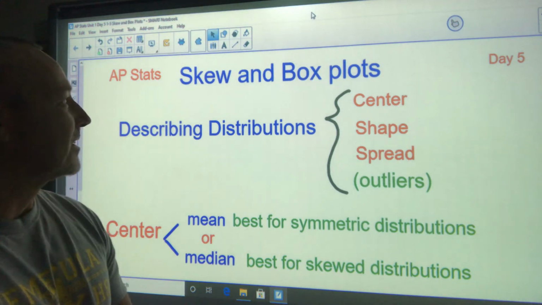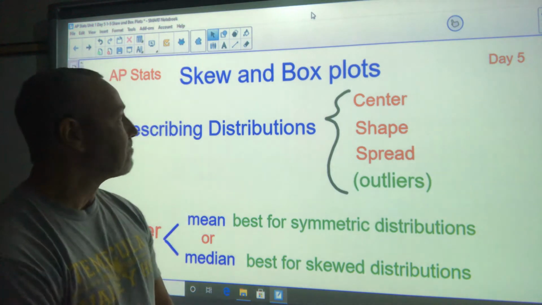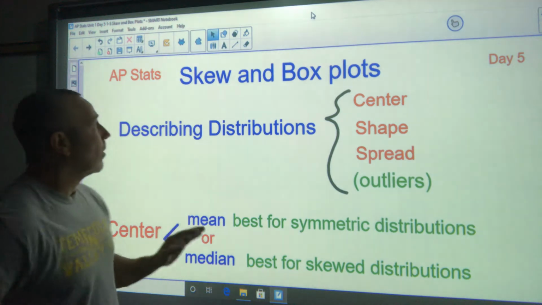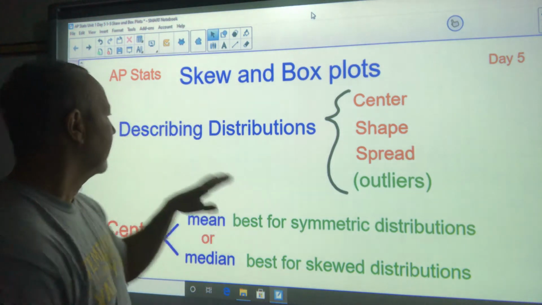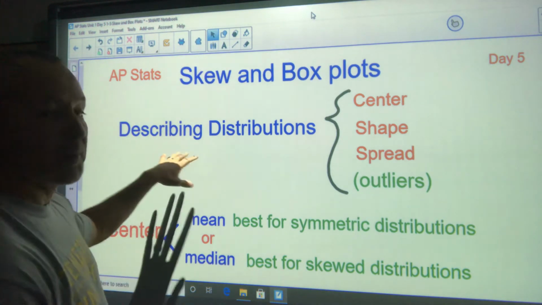We are working on skew and box plots today. It's our second day of box plots, and let's go ahead and get started. All right, guys. Okay, so we're going to work on describing distributions today, and especially box plots. All right, but other distributions as well.